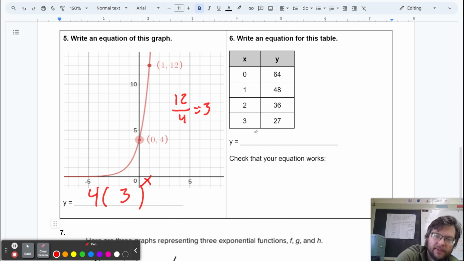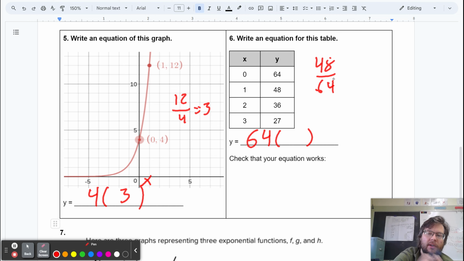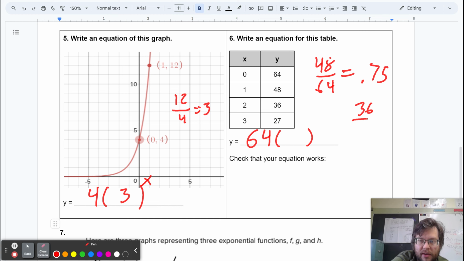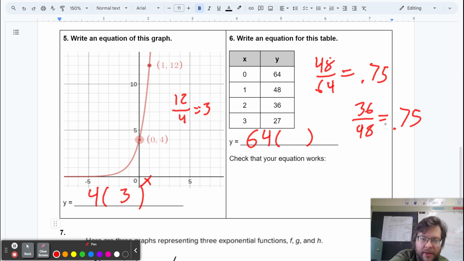Similar process for number 6. I see that 64 is the y-intercept. The multiplier is a little bit trickier. I don't expect you to know it off the top of your head. 48 divided by 64 tells me it's a multiplier of 0.75, or I could use 3/4 if you like the fraction more. I'm going to double check that it works using 36 divided by 48. Checking that on my calculator, I also get 0.75.